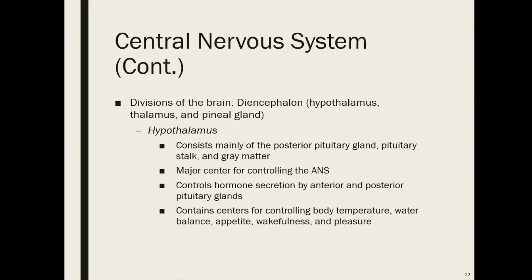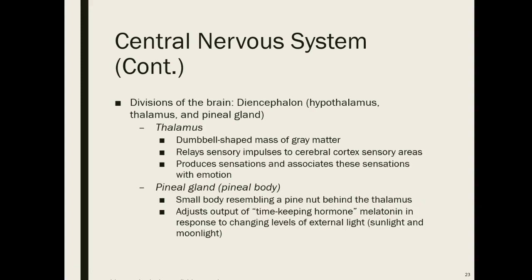It is also responsible for controlling the hormone secretion by the anterior and posterior pituitary glands. The thalamus is a dumbbell-shaped mass of gray matter. It is going to produce sensations and associate those sensations with emotion. It also plays a part in the arousal mechanism.